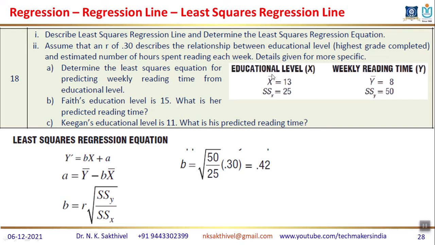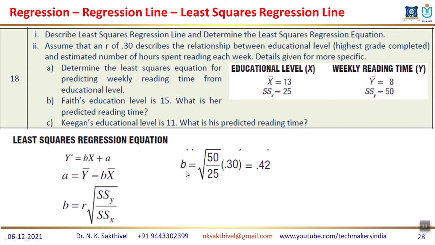So what information is given? For education level x, the mean is given and the sum of squares of x is given. For weekly reading time, the mean is given and the sum of squares of y is given. Then I wanted to calculate the reading time. All other parameters are given. So based on this I can calculate a and b, and from x I can calculate.